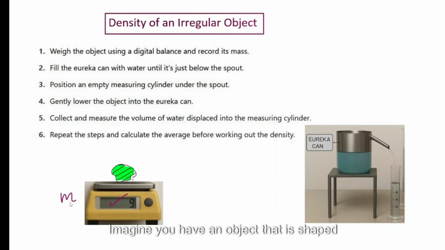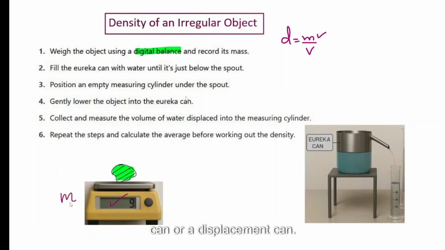Density of an irregular object: imagine you have an object that is shaped like this. Finding the mass is easy. All you need to use is a top-pan balance and record the mass. Density equals mass over volume. To find the volume, you need to use what we call a eureka can or a displacement can.